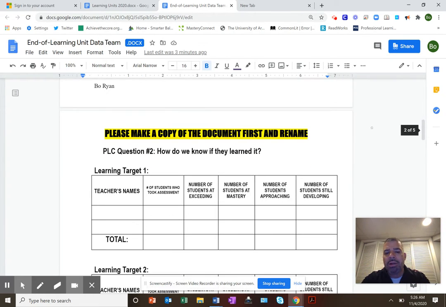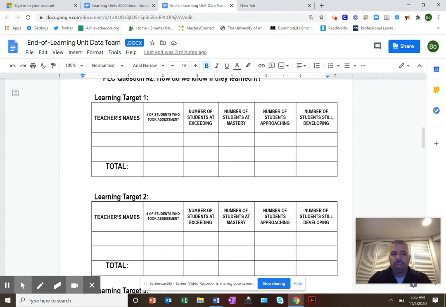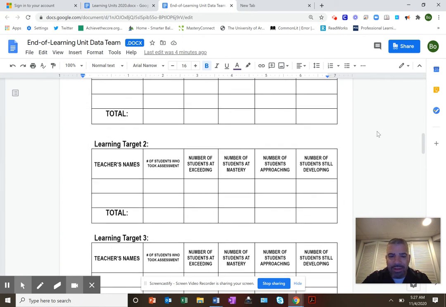And then we break down the data by target. So look at each teacher, ELA, math, social studies, science, arts. All of our teachers are looking at, did the kids master? Did they learn? How many kids mastered? What percentage? So here's just a quick data analysis.